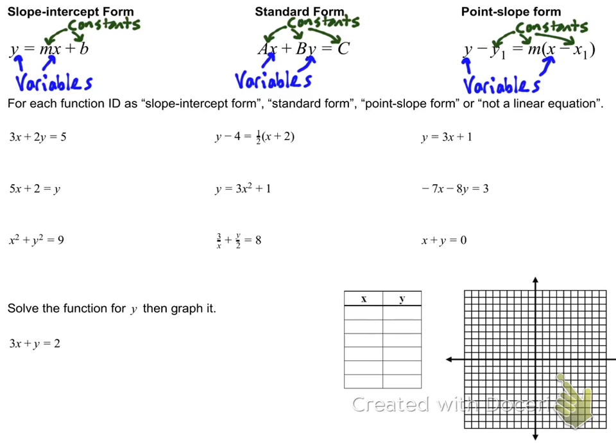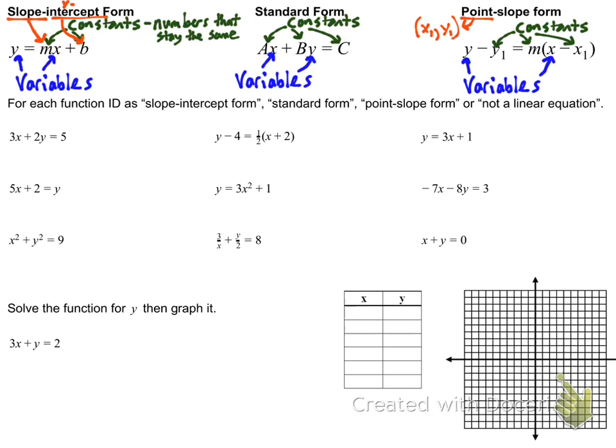Now, the name of these types of linear equations is important because slope-intercept, there's your definition for constants, numbers that stay the same. Slope-intercept form, we call it that because it tells you what the slope of the line is and what the y-intercept is. So the slope is m, that's the letter we use for slope, and the y-intercept is b.